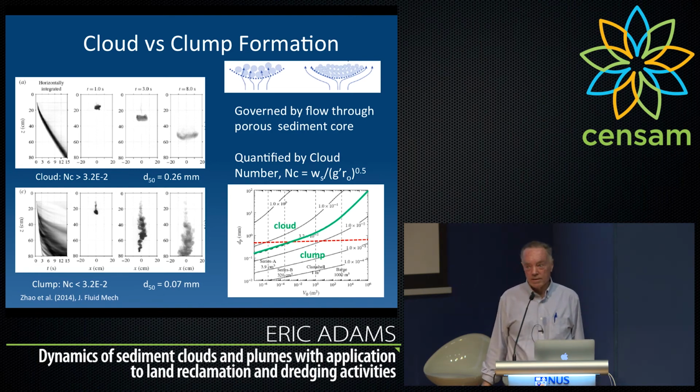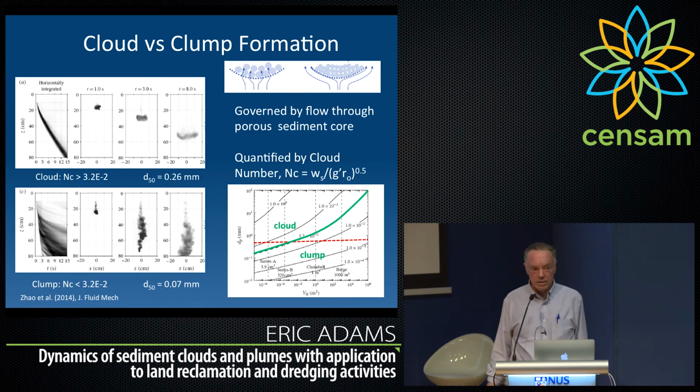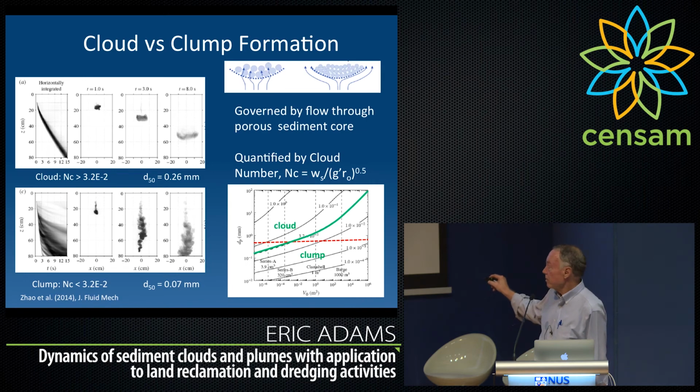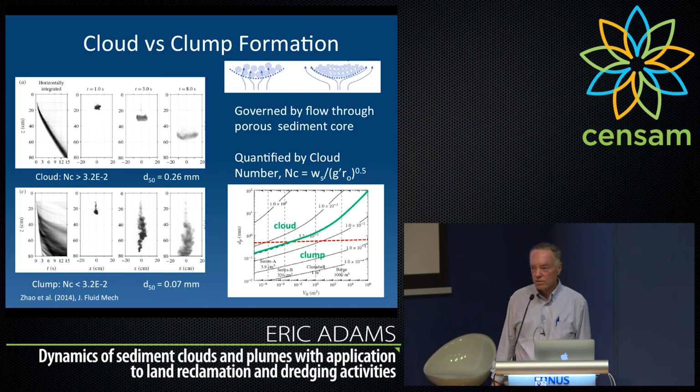And the interesting aspect of this, perhaps somewhat problematic, is that if you take a given grain size and you go from the lab, where you might typically be in a cloud formation, you take that same sediment size and go to larger volumes, as in the field, you're tempted to get into the clump formation, which means it may be harder to find thermals in the real world.